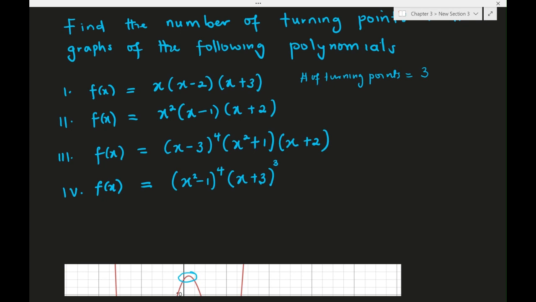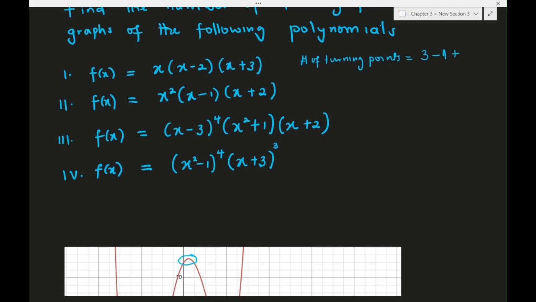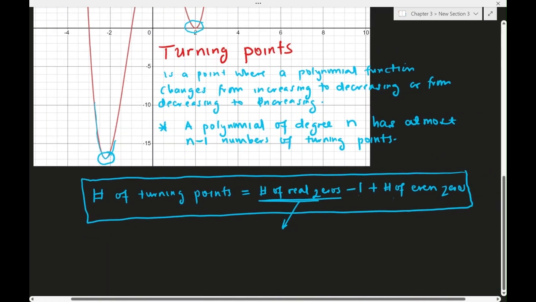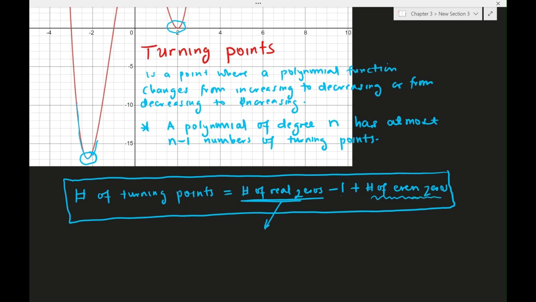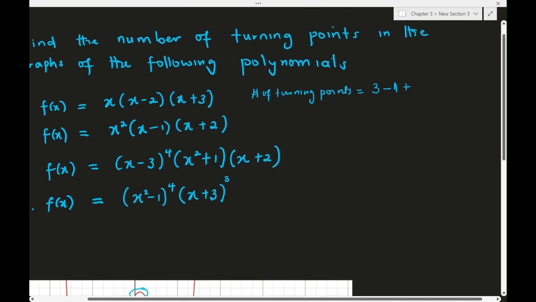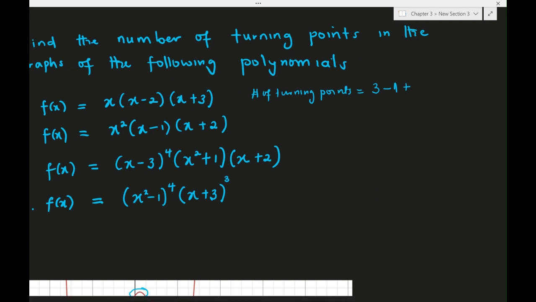So the number of turning points simply equals 3, which is the number of real zeros, minus 1, then plus the number of even zeros. When I say even zeros, I mean zeros that have even multiplicity. The multiplicity means the number of times the zero is repeated. Here the multiplicity is 1, here it is 1, and here it is also 1.